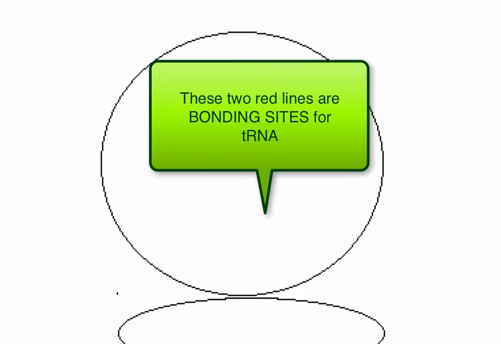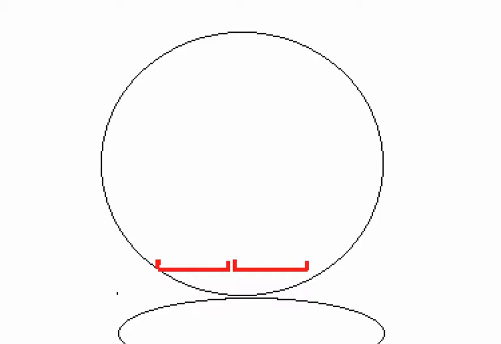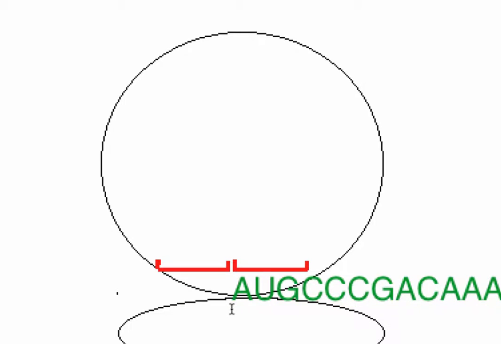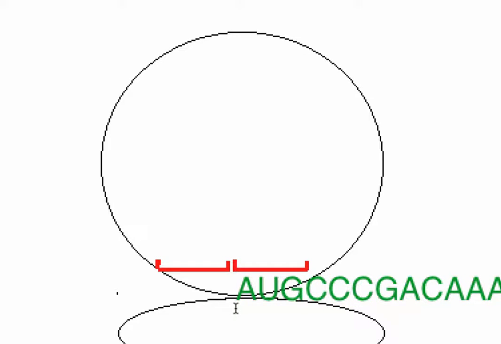Those two circles represent a ribosome. And this video is to help you understand translation. Ribosomes have those two spaces that are where tRNA are going to bond. And the job of the ribosome is to ultimately make an amino acid chain.